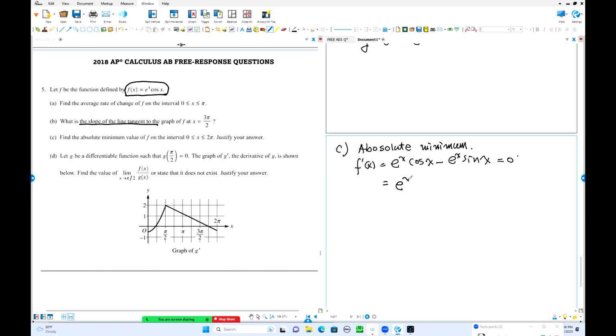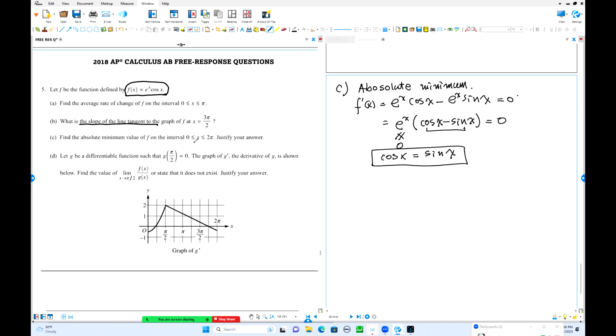So e to the x cannot be 0, e to the x is out. We've got cosine x minus sine x equals 0. The only solution is that this one should be 0, so cosine x must be equal to sine x. What value of x makes sine and cosine equal?